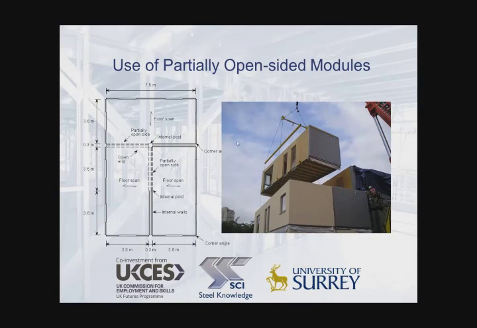Partially open-sided modules can be very efficient because they allow much larger spaces to be created, and you can see here how this is achieved with the use of an internal post, so that 3 modules together can produce one very large apartment. And generally speaking, half of the module side has to be provided with a wall in order that the vertical loads can be transferred through the module.